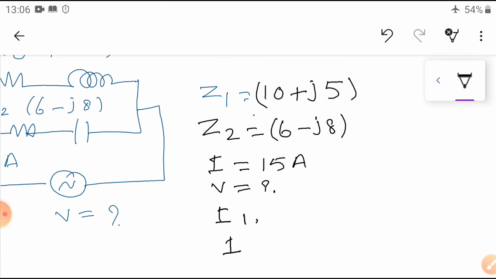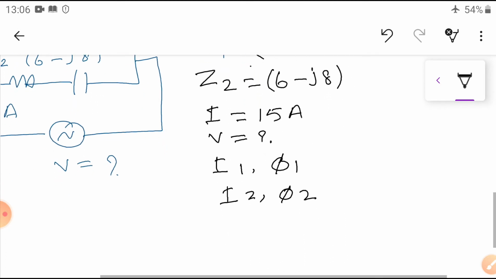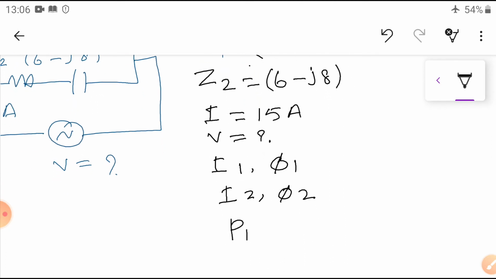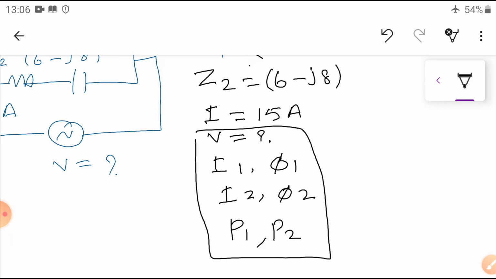and it also asks for I1, I2, the phase angle of I1, the phase angle of I2, and P1 and P2, the power loss in branch 1 and power loss in branch 2. These are the required values I am going to calculate. Simple, no problem, I can do it.